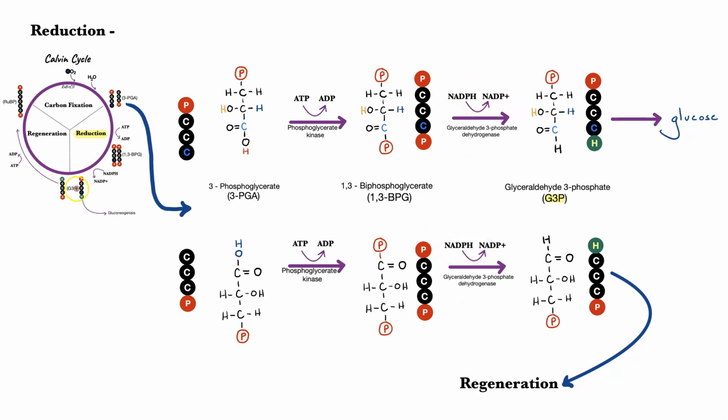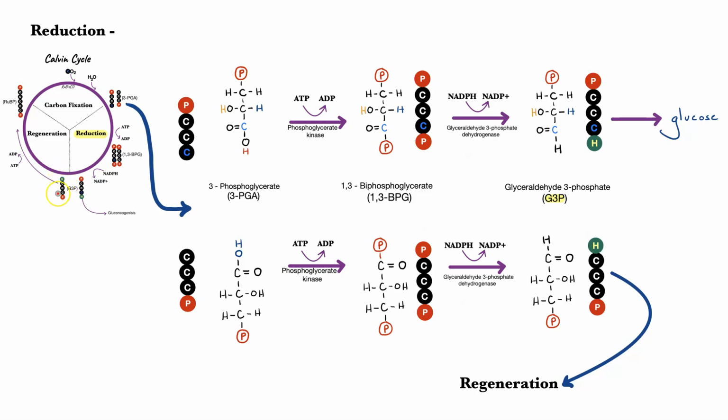And now we have 2 G3Ps, glyceraldehyde 3-phosphates, which are the precursors for glucose. Only one is going to go to make glucose. The other one is somehow going to regenerate, for regeneration, make RuBP. But here's the problem.